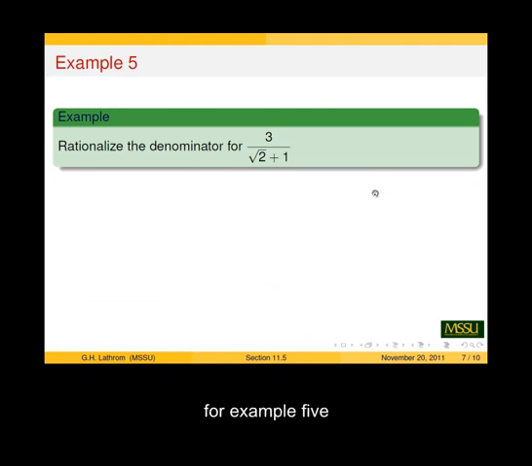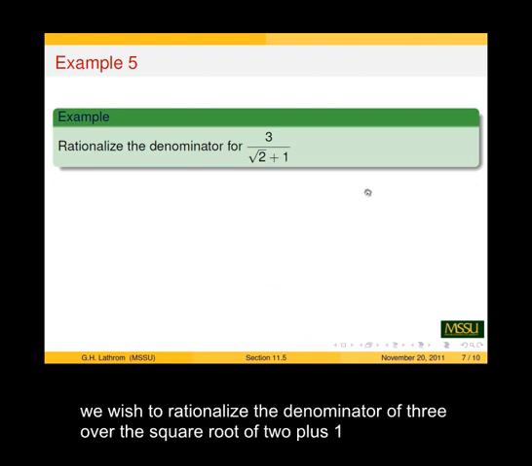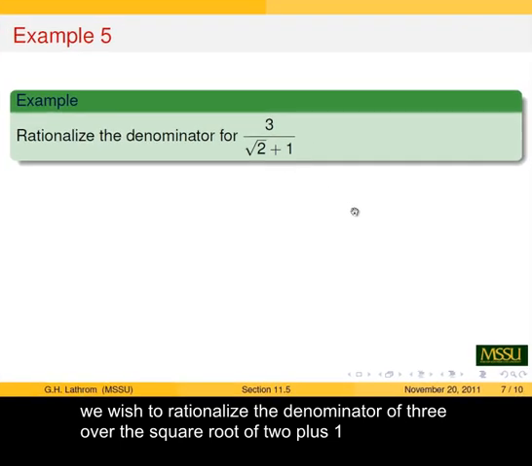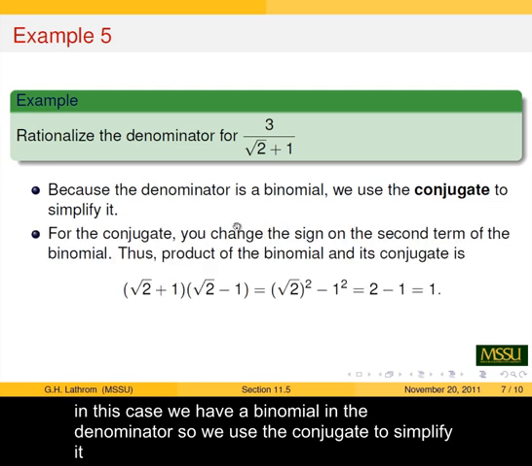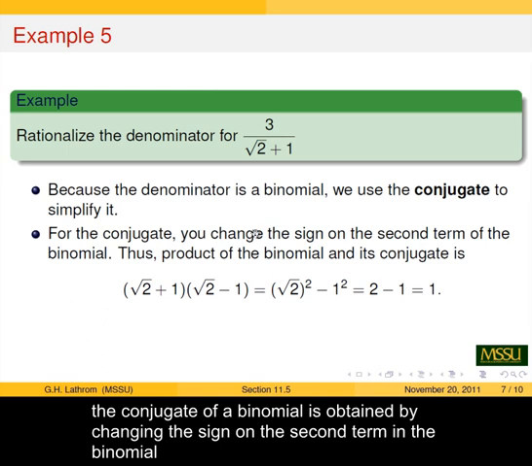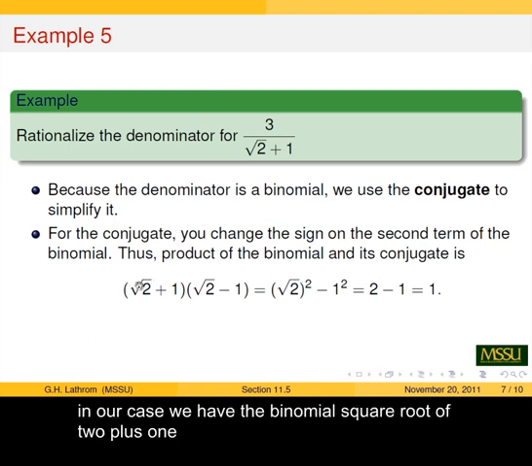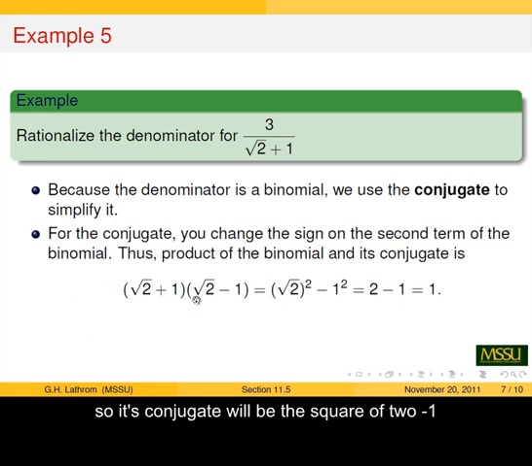For example 5, we wish to rationalize the denominator for 3 over the square root of 2 plus 1. In this case, we have a binomial in the denominator, so we use the conjugate to simplify it. The conjugate of a binomial is obtained by changing the sign on the second term of the binomial. In our case, we have the binomial square root of 2 plus 1, so its conjugate will be the square root of 2 minus 1.